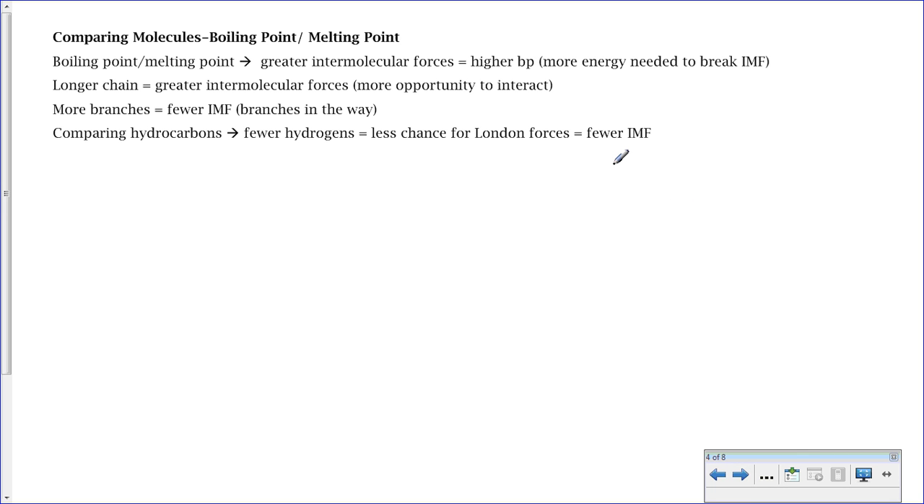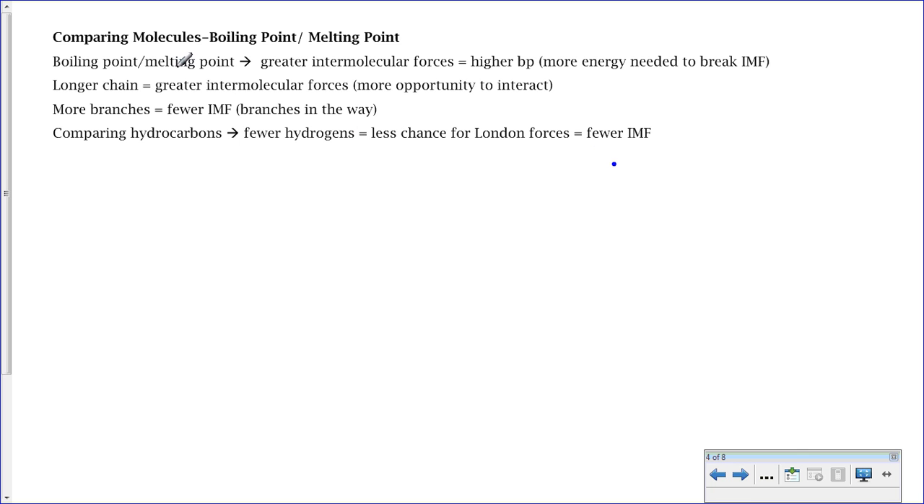So let's look at the two main properties we want to examine. We want to be able to identify or compare the boiling point and melting point of organic molecules. And we will also look at their solubility. Firstly, we'll look at the boiling and melting points.